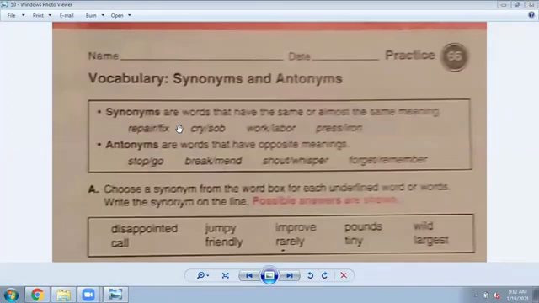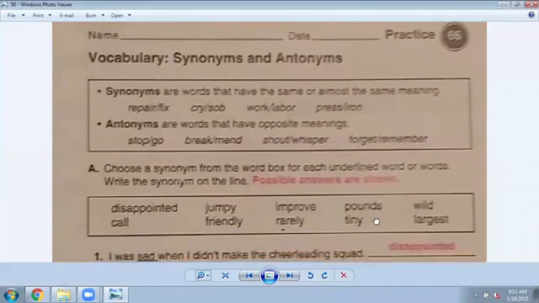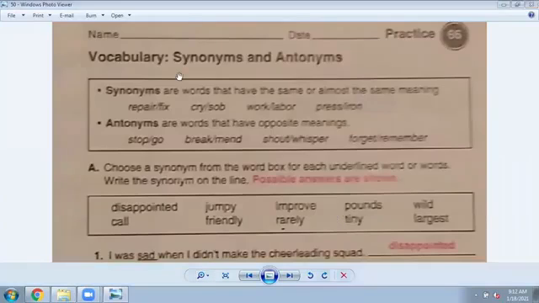Adito, number 1. Read number 1, please. Do you have the page? Okay, read number one, please. I was sad when I didn't make the cheerleading squad. Okay, which word is a synonym for sad? Disappointed. Disappointed, very good. Excellent, thank you. Disappointed is correct.